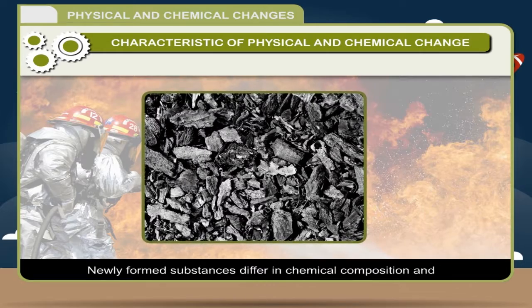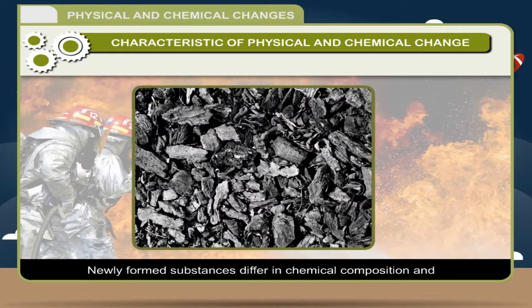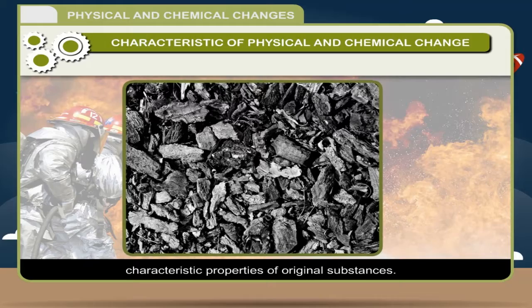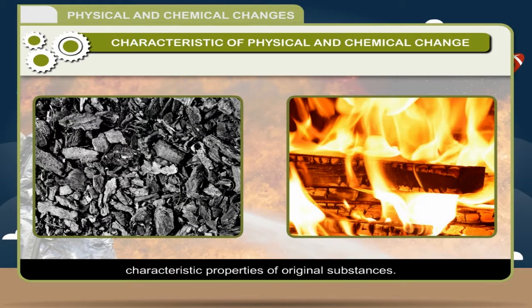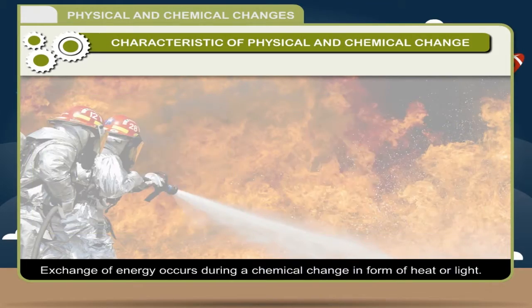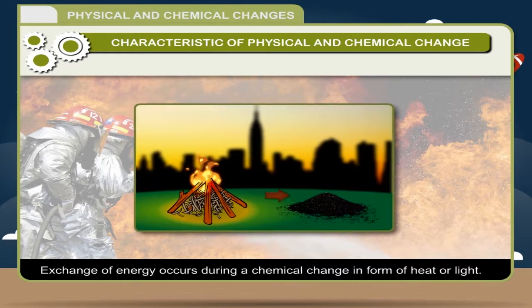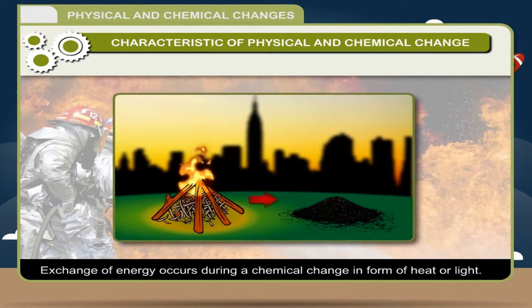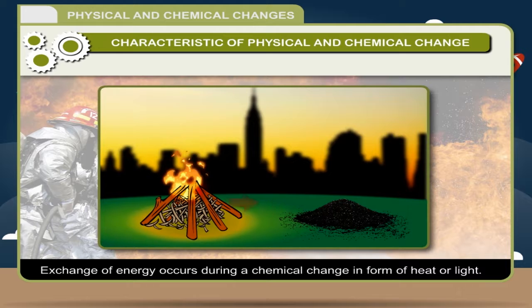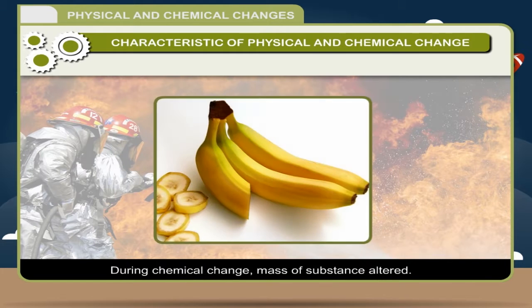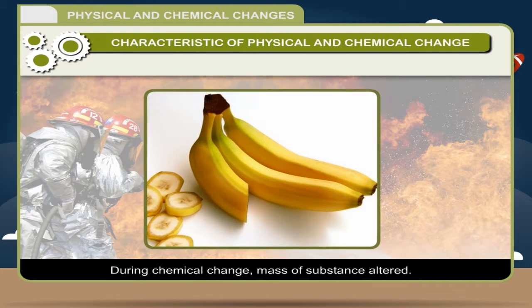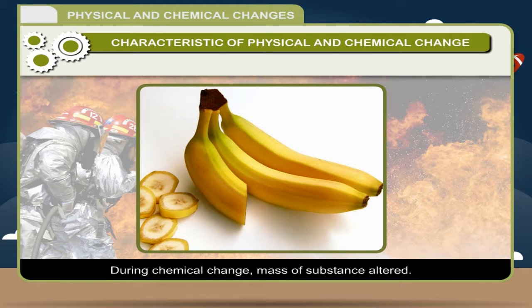Newly formed substances differ in chemical composition and characteristic properties of original substances. Exchange of energy occurs during a chemical change in form of heat or light. During chemical change, mass of substance is altered.